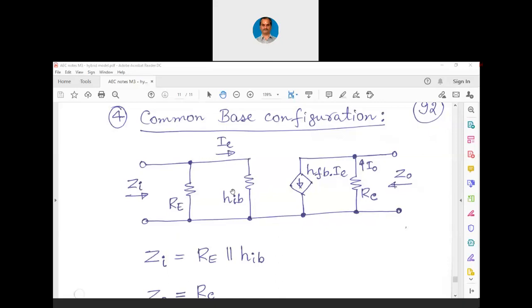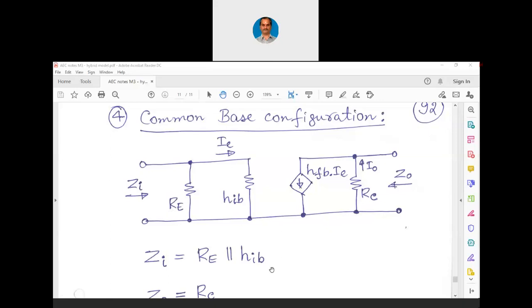You will have to visualize the emitter as input and the collector as output. We have HIB at the input, and at the collector we have HFB into IE. B stands for common base. Then we have RC at the collector and RE at the emitter because the base is grounded. Please recall the common base circuitry which we had discussed earlier. Now, ZI is directly RE in parallel with HIB.